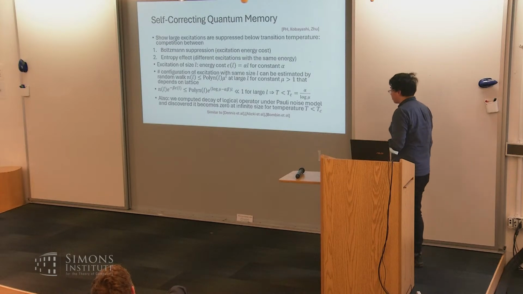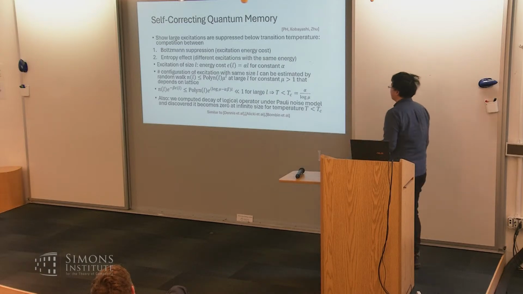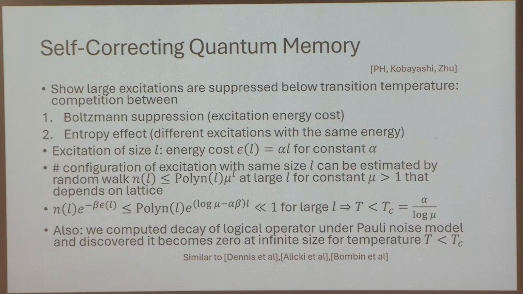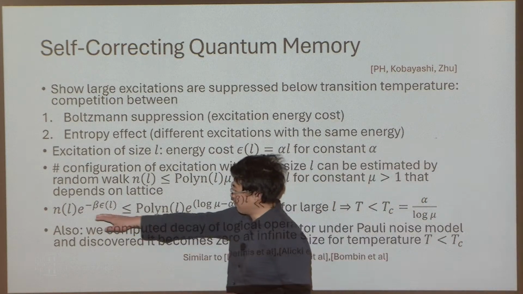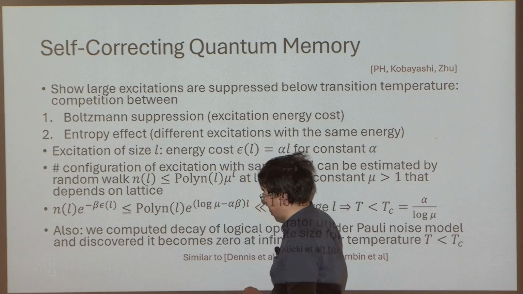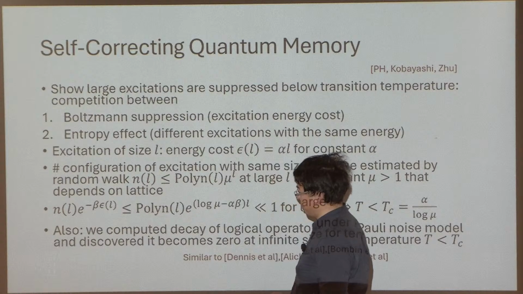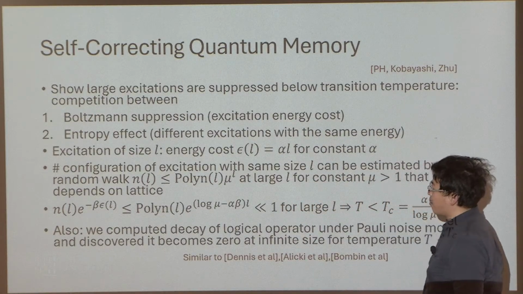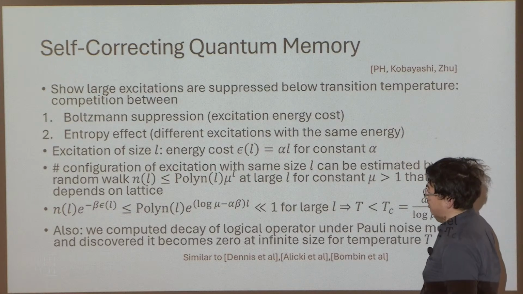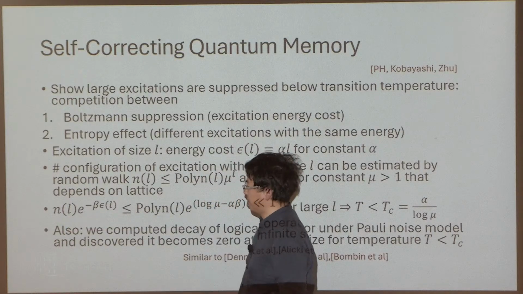So basically, the self-correcting property comes from the competition of the Boltzmann suppression and the entropy effect. If you have a finite temperature, then excitations with some energy are suppressed by the Boltzmann factor. So like this term here is the Boltzmann suppression for finite temperature, where beta is the inverse temperature. And the energy here for the excitation is related to the size of the excitation. Now there can be many excitation configurations with the same energy. So there is an entropy effect that is counted by the multiplicity here.